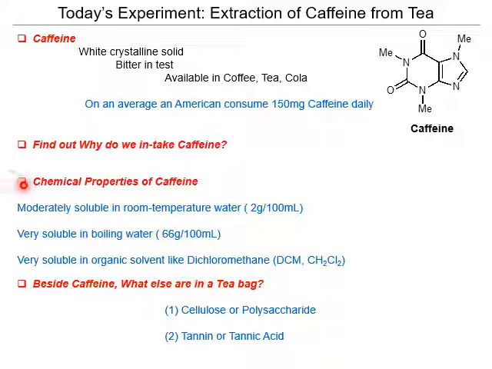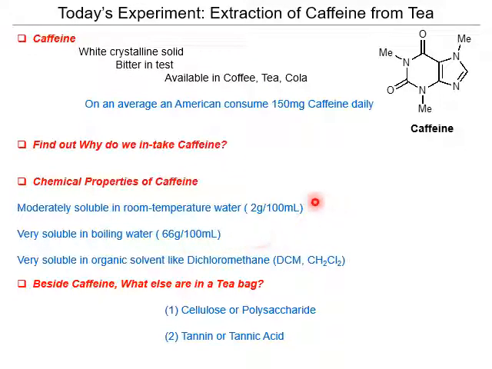but the important information for us as chemists is that caffeine is moderately soluble in room temperature water, but it's very soluble in boiling water. So you can think about your Gen Chem days. At low temperature, it's 2 grams per 100 milliliters of water, and at high temperature, it's 66 grams per 100 milliliters of water. So the solubility constant changes with respect to temperature.